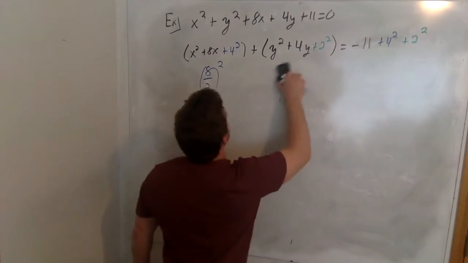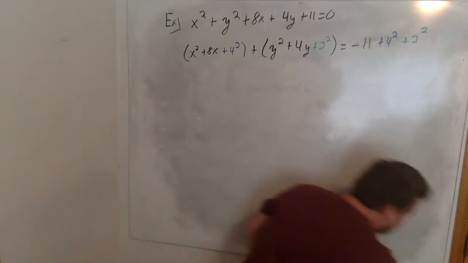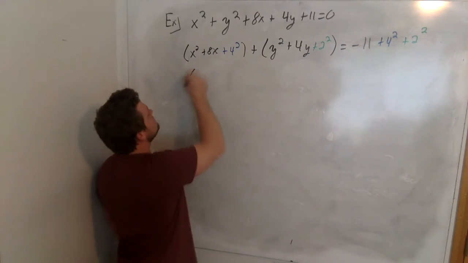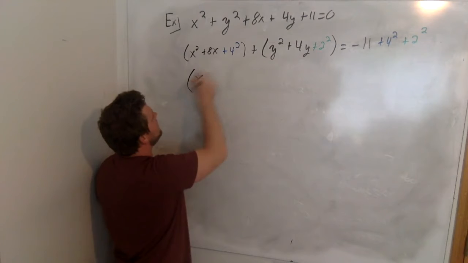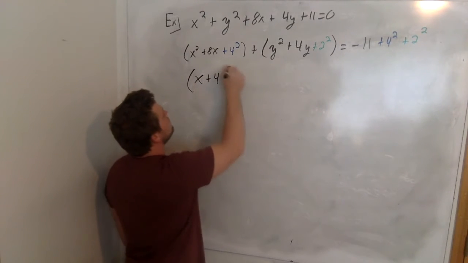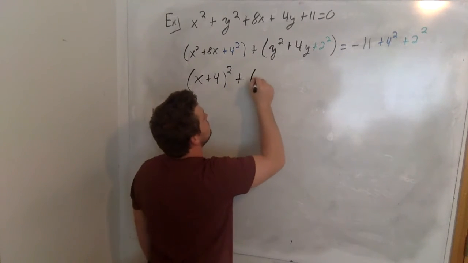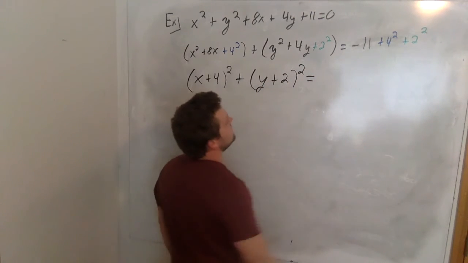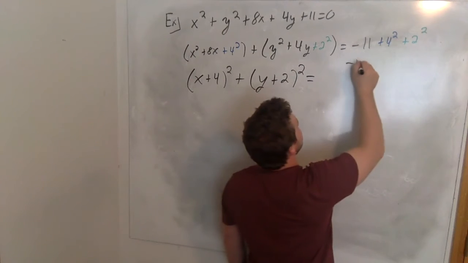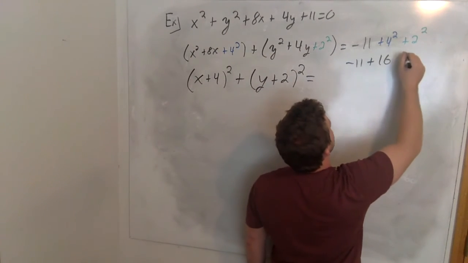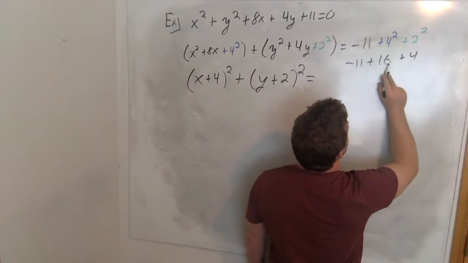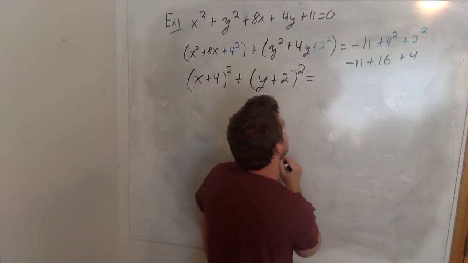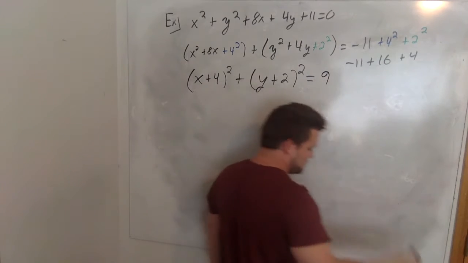All right. Let's see what we get here. Well, this is going to factor to what? An x plus 4 squared. This will factor to a y plus 2 squared. And that's going to be equal to, what is this? This is negative 11 plus 16 plus 4. So that's 20. 20 take away 11. That's going to be 9.